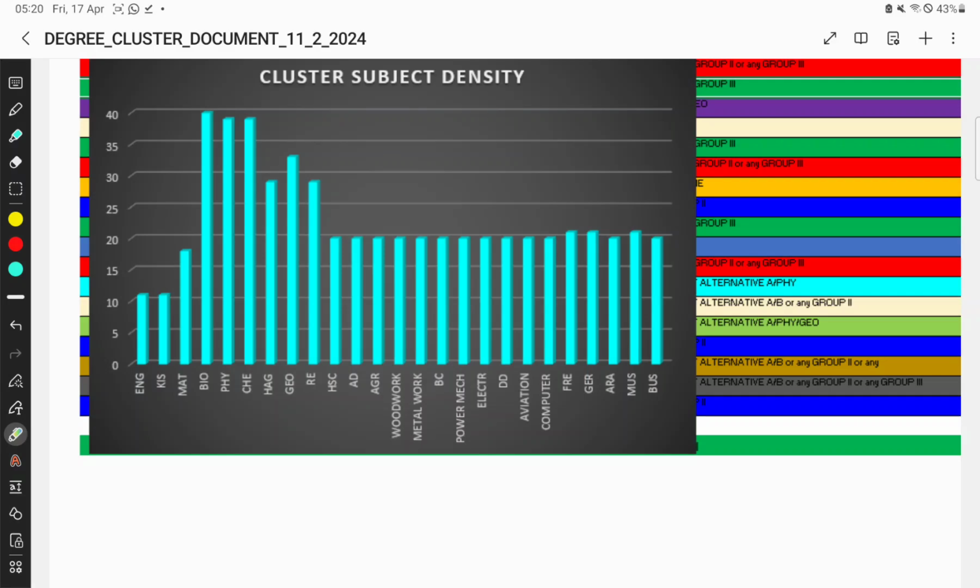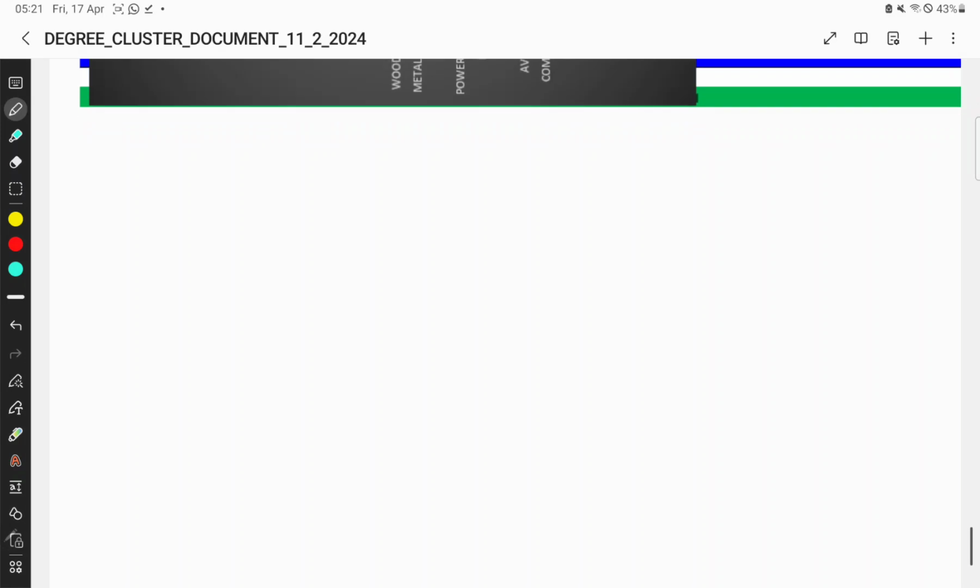I would wish to re-emphasize that the performance in the 4 cluster subjects will determine your weight, the cluster weight that you may score at the end of the day. So this means that we need to look at how this is done and how it can easily affect your overall performance.